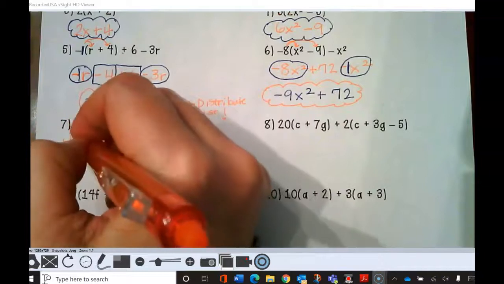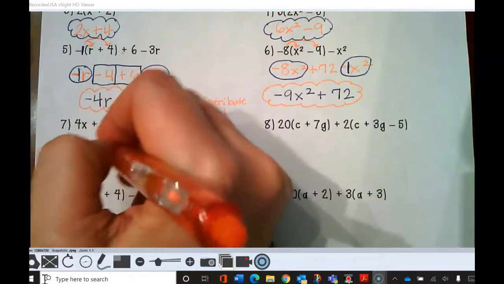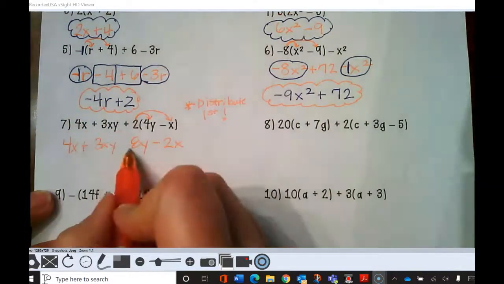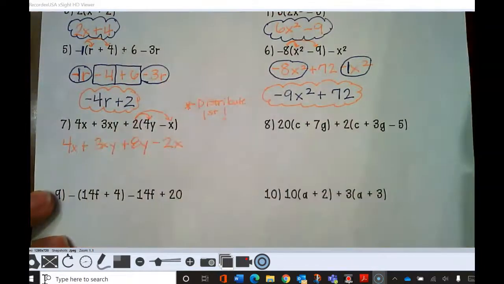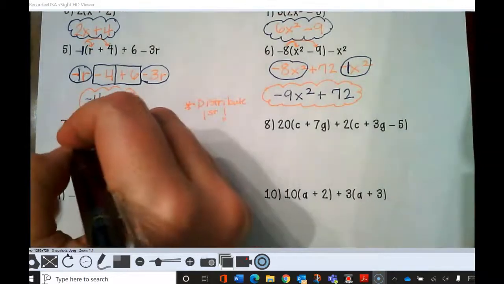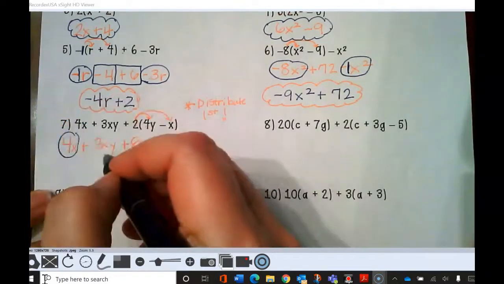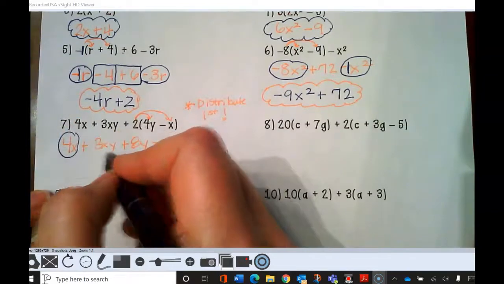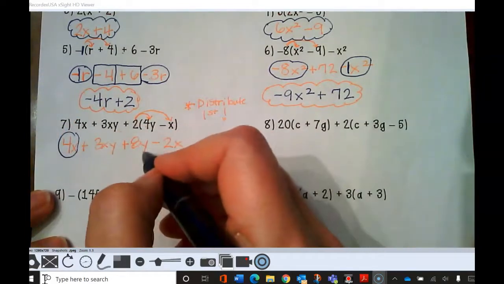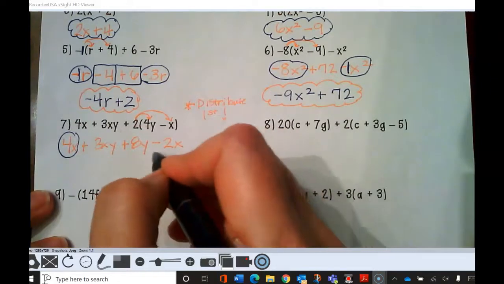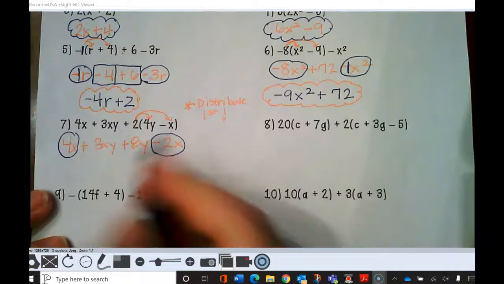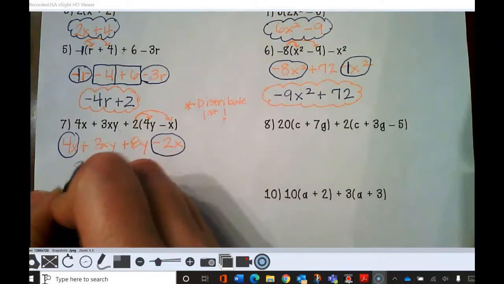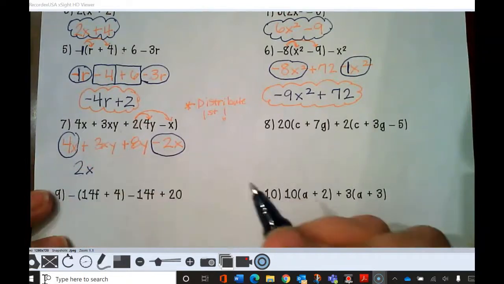4x plus 3xy. Now there's no sign here. That means that was positive, so you have to put a plus. Now let's look for our like terms. We have 4x's. These are not plain x's, so you can't combine it with that one. These are not x's. We have x's right here. So we have 4x minus 2x, which would give us a positive 2x.